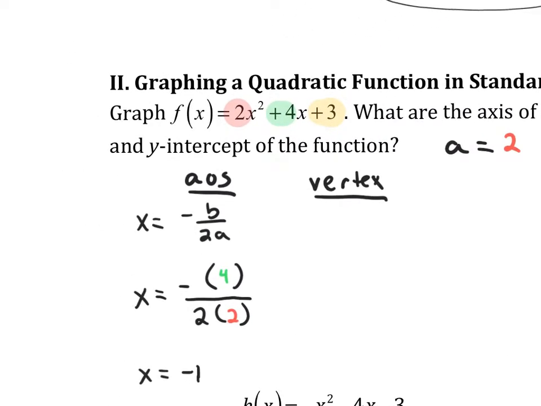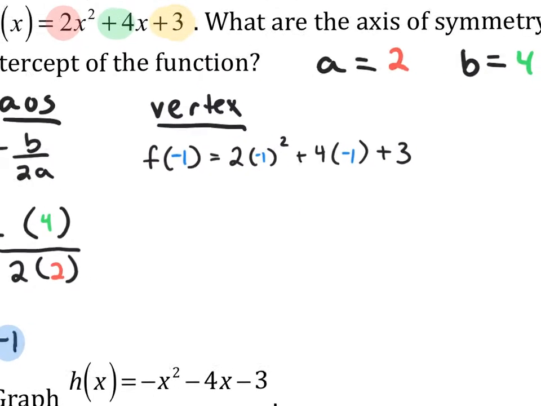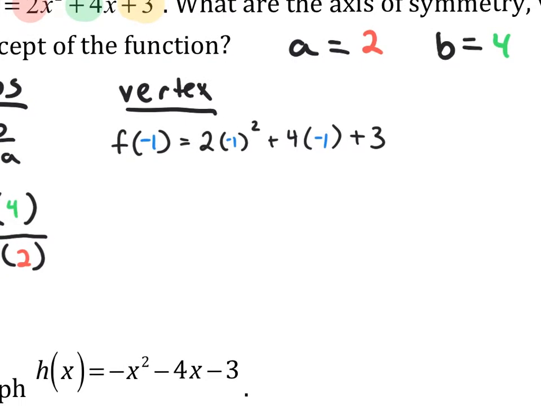Since I don't have a y but an f, I can actually write it like this. F of negative 1 is equal to 2 times my x, whatever that is, plus 4 times my x, plus 3. So I'm going to substitute the negative 1 into both of those. Actually, all 3 of those, because I have the f of the x in the front.